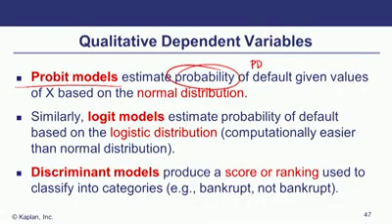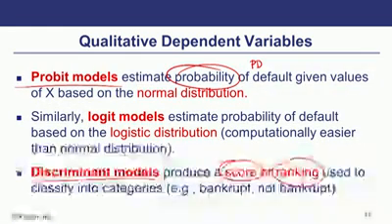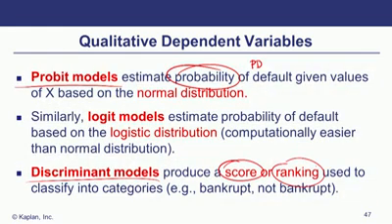And finally, we've got discriminant models. Now, what discriminant models do, instead of computing a probability of default, is produce a score or a ranking. So what you want to think about here is basically your credit score. If you want a credit card or a mortgage, your lender is more than likely to check your credit score. And when they do, they're basically relying on what's known as a discriminant model.